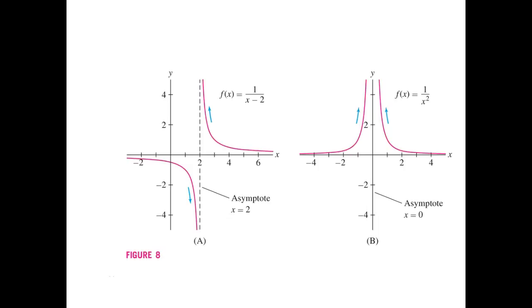There is no y-intercept where x is equal to 0. Wait, I said that wrong. There is a y-intercept where x equals 0. That would be 1 over negative 2, so negative 1/2. There is no x-intercept because this thing can never equal 0. Y can't be 0 because the numerator would have to be 0, and 1 can't be 0. So it has no x-intercept. It has one y-intercept.